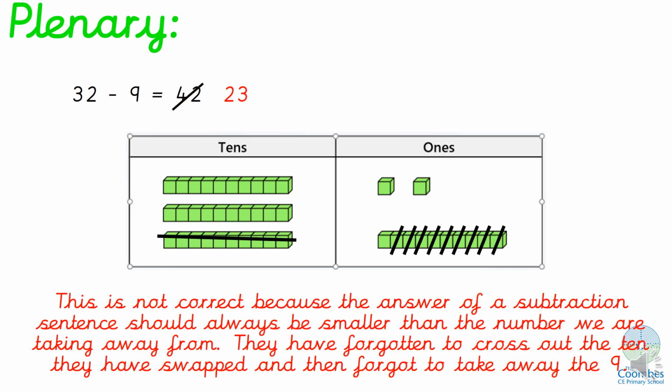Right, so this is not correct because the answer of a subtraction sentence should always be smaller than the number we are taking away from. And 42 is definitely bigger than 32. So they forgot to cross out the 10 they have swapped, and then they forgot to take away the 9. So they made a few errors there. The answer should have been 23.